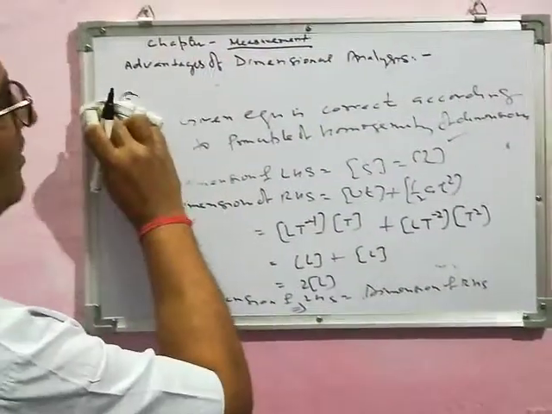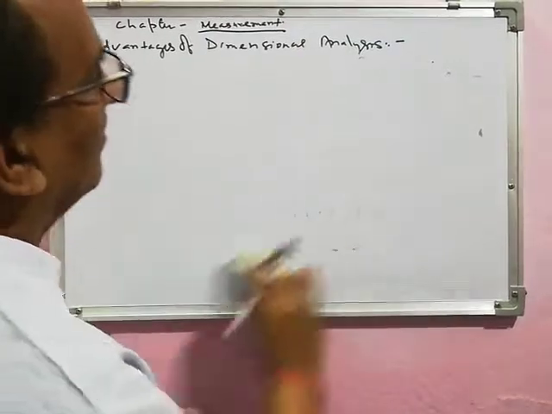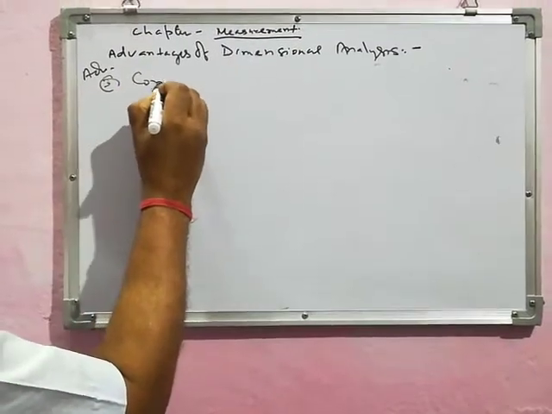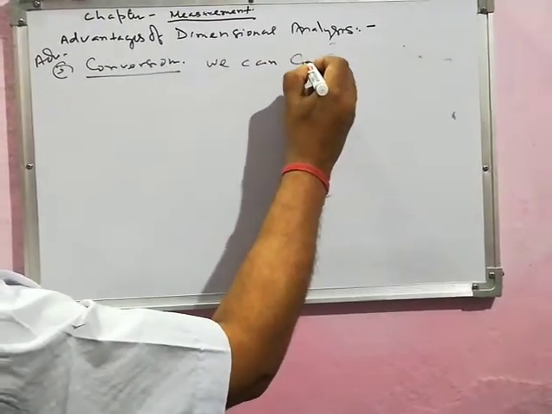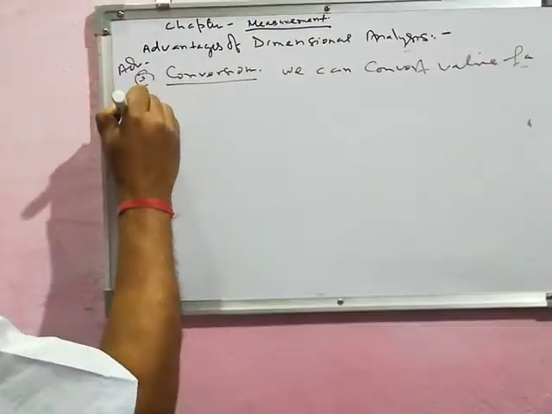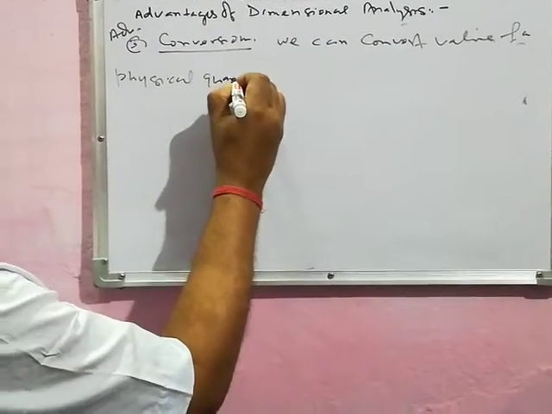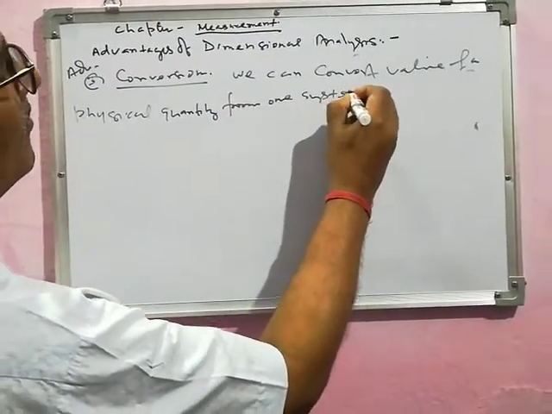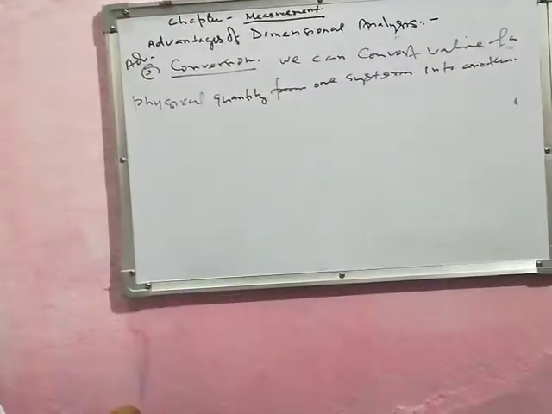Okay, now let us learn the third advantage, which is conversion. Our third advantage is conversion. Conversion means we can convert the value of a physical quantity from one system into another. How can we convert? Let us see.